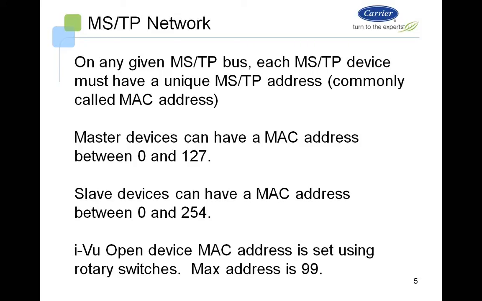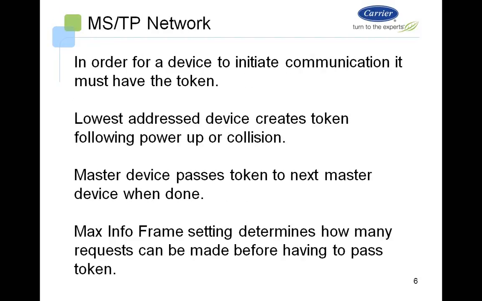On MSTP networks, in order for a device to initiate communication, it must have the token, which is being passed across the network. The way the open system works is that on power-up or following a collision, the lowest addressed device creates the token and starts passing it. This is ensured using a routine internal to the controllers, where they power up and look at the MAC address they're assigned and power up with a delay based upon their MAC address, thus ensuring that the lowest addressed device is the one that creates the token.